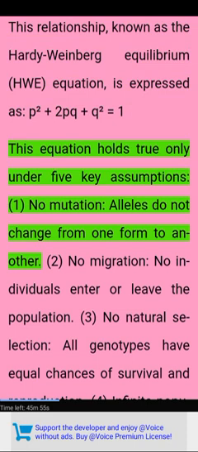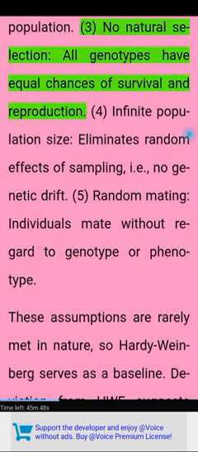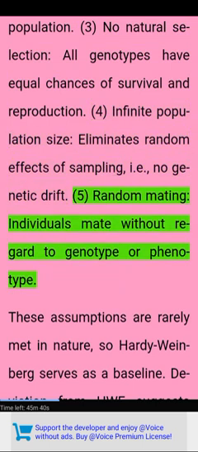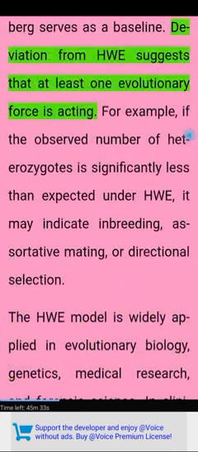1. No mutation, alleles do not change from one form to another. 2. No migration, no individuals enter or leave the population. 3. No natural selection, all genotypes have equal chances of survival and reproduction. 4. Infinite population size, eliminates random effects of sampling, i.e., no genetic drift. 5. Random mating, individuals mate without regard to genotype or phenotype. These assumptions are rarely met in nature, so Hardy-Weinberg serves as a baseline. Deviation from HWE suggests that at least one evolutionary force is acting.